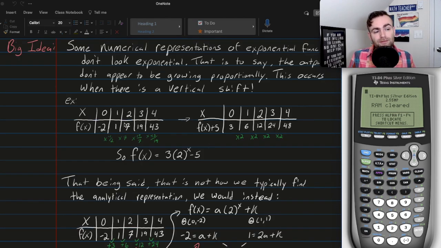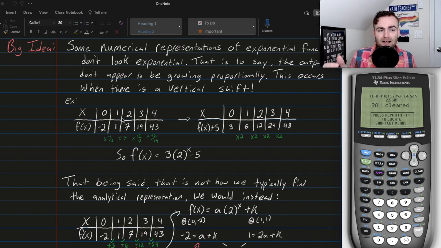So if we start with a function like f of x here, and we try to see if it's exponential, growing proportionally, we would check how many times larger the next number is. Here the next number is -1/2 times larger. This is 7 times larger, 19 sevenths, and so on, not consistent. So it doesn't appear to be exponential.